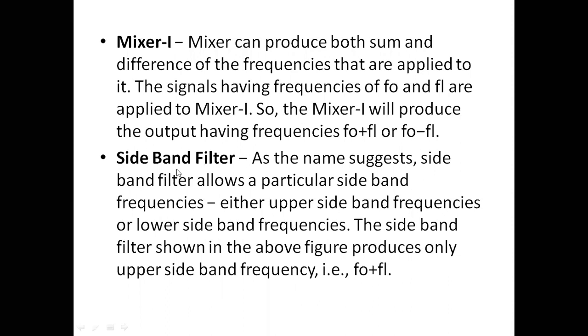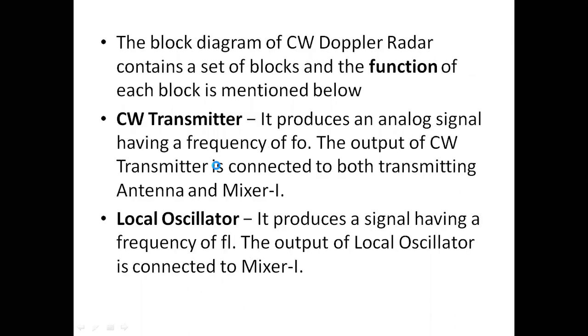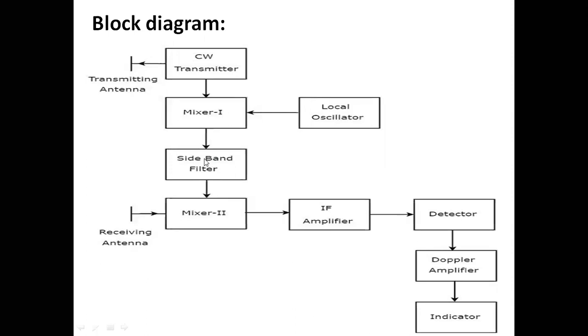And the next, sideband filter. So as the name suggests, the sideband filter allows the particular sideband frequencies. That means it either allows upper sideband frequencies or it either allows lower sideband frequencies depending upon our requirement. So here the sideband filter produces only the upper sideband frequency. That means here we have two frequencies. One is f0 plus fl, upper sideband frequency. This is lower sideband frequency. And sideband filter produces only the upper sideband frequency, that is f0 plus fl.